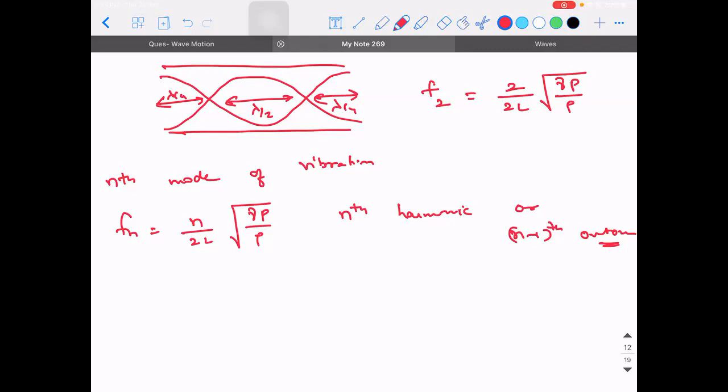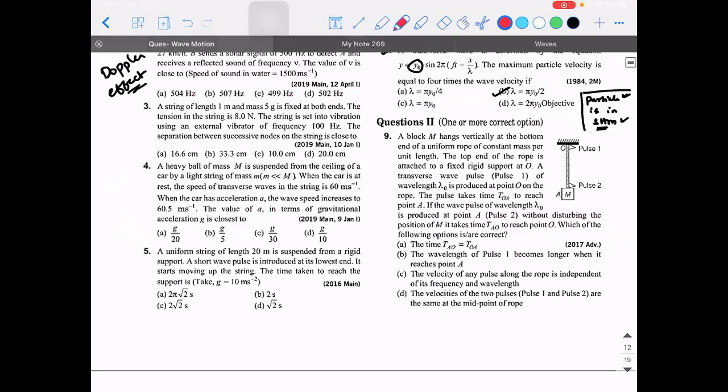So the questions will be framed based on this. Next is a closed organ pipe. Before we see what a closed organ pipe is, I just want to show you one application based on this concept.